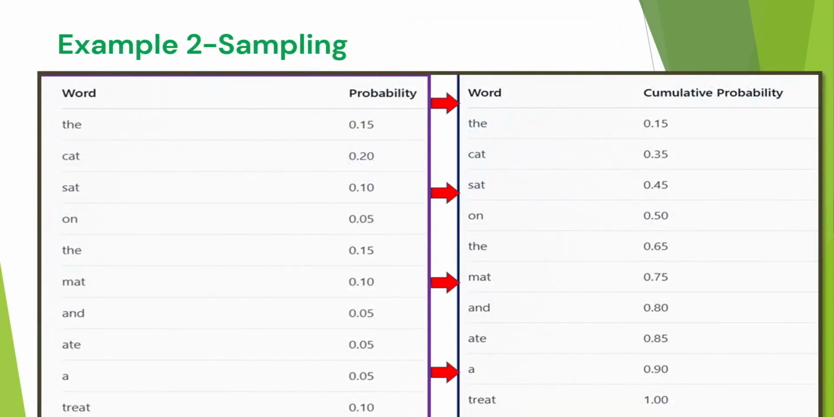Next comes the second example. To illustrate how large language models sample a sentence, let us consider an example. Suppose you want to generate a sentence using a vocabulary of 10 words: the cat sat on the mat and ate a treat. Here the large language model will predict the probability distribution of the next output word, which might look like this, shown on the left. Then its cumulative distribution is shown on the right. If we draw a random number between 0 and 1, say 0.62, we will select the word the as the next output word, because 0.62 lies between 0.50 and 0.65. Okay, and that's the wrap.